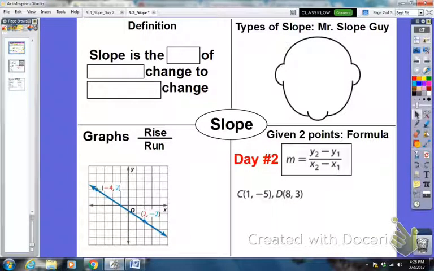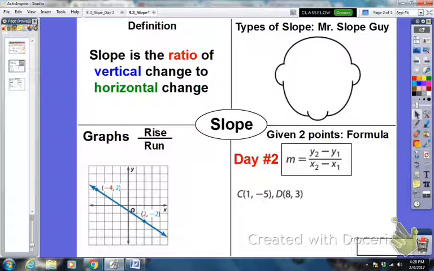Another name for the rate of change is slope, and it is the ratio of vertical change to horizontal change. Again, vertical goes up and down. That is the y value, and horizontal is left to right, and that is x. So we're still going to take y over x.